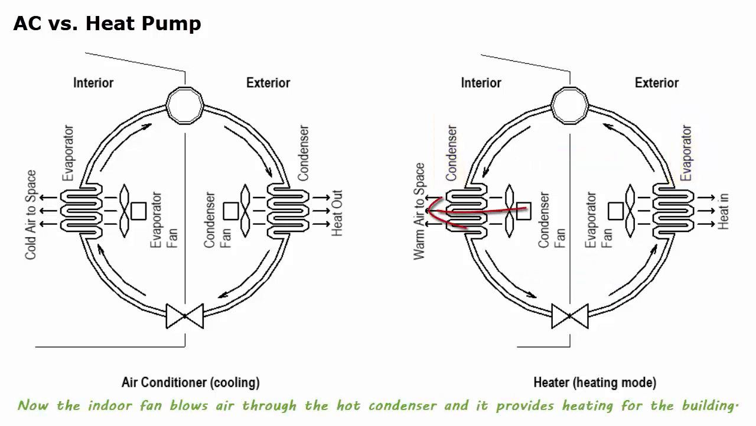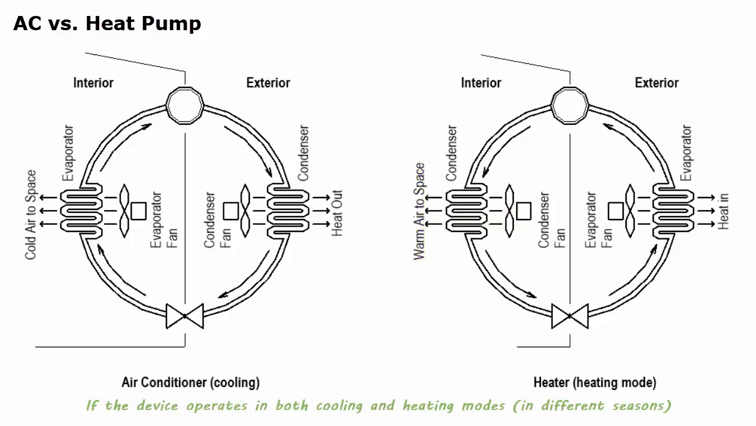The refrigerant flow can be reversed in the winter, and the condenser and evaporator switch. Now the indoor fan blows air through the hot condenser and it provides heating for the building. If the device operates in both cooling and heating modes in different seasons, by switching the refrigerant flow, it is called a heat pump.